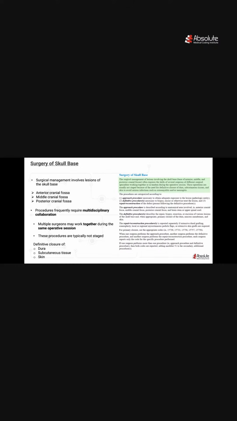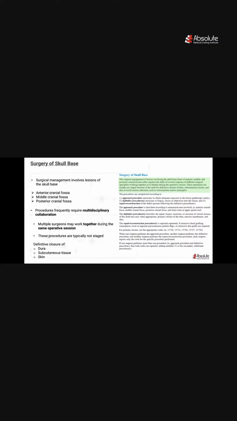Now, skull base surgery involves a lesion located at the base of the skull, which I've just mentioned. So it might involve lesions at the anterior cranial fossa, middle cranial fossa, and the posterior cranial fossa as well. These procedures frequently require a multidisciplinary team. That means multiple surgeons, often from different specialties, may work together during the same operative session. Now, this is indeed a complex procedure. Skull base surgeries are really complex procedures, and they involve specialists from different specialties, right?